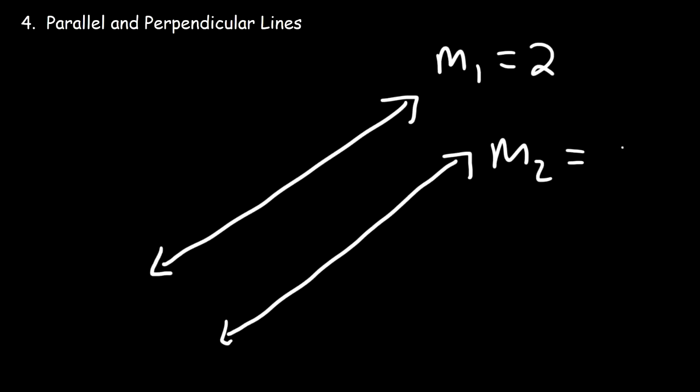Now, let's talk about parallel lines and perpendicular lines. Parallel lines never intersect. They have the same slope. So let's say that the slope of the first line is 2. The slope of the second line will also be 2.